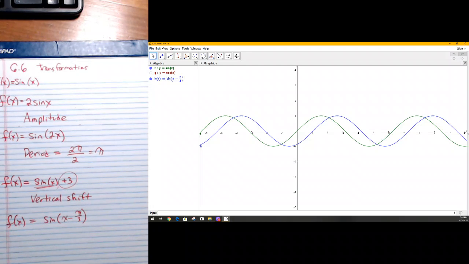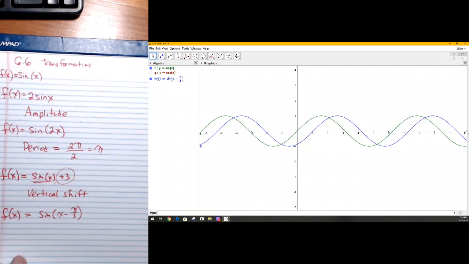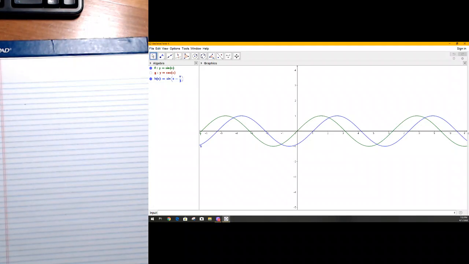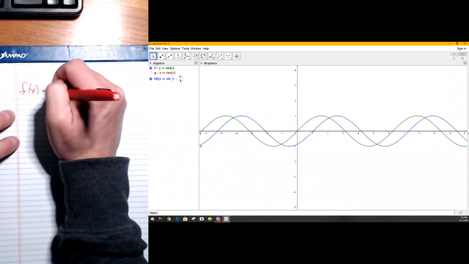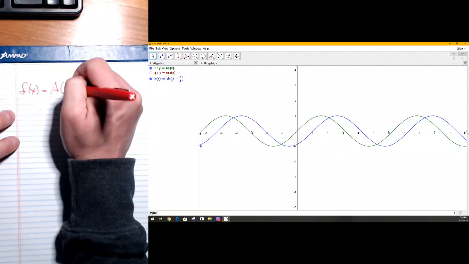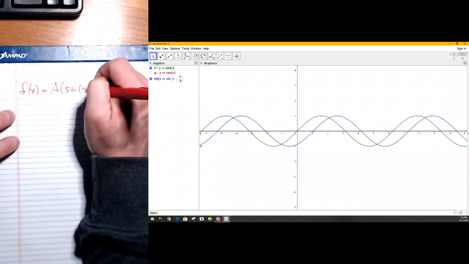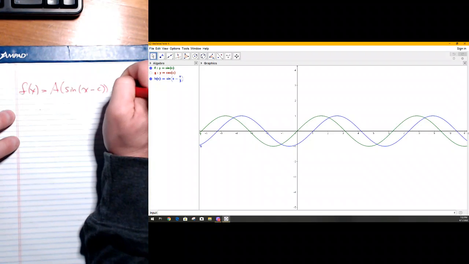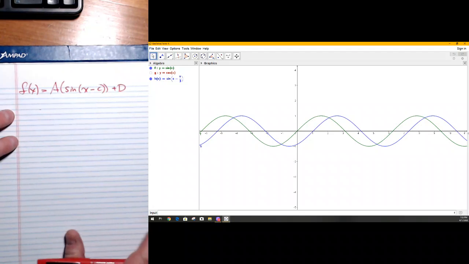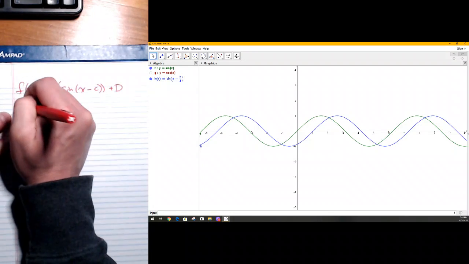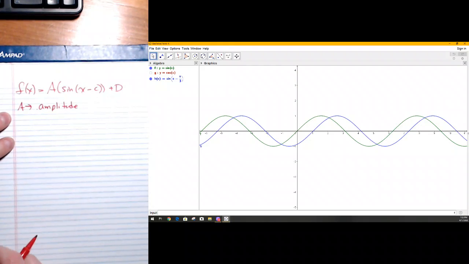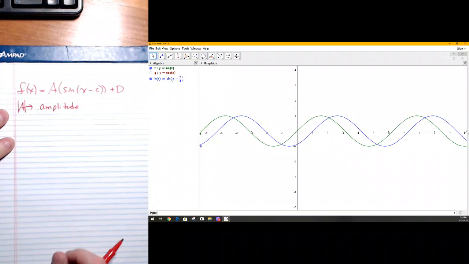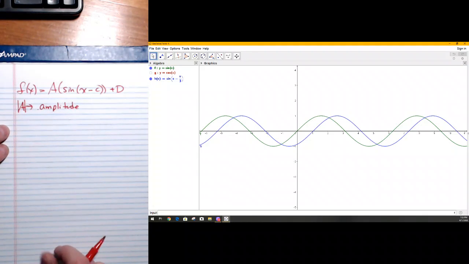So we have these 4 attributes that we have when we're looking at simple trig functions. If we decide to put it all together, it looks like this. We have f of x is equal to a times the sine of b times x minus c, plus d. A represents the amplitude. More importantly, the absolute value of A is the amplitude. Amplitude is always going to be positive in this case.